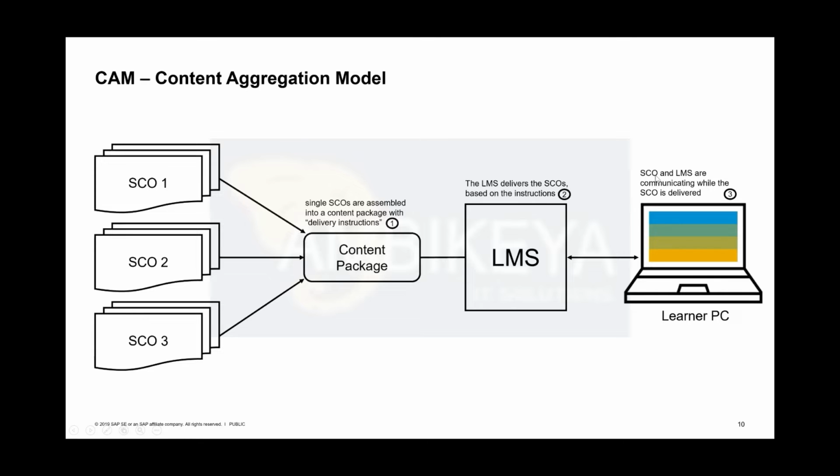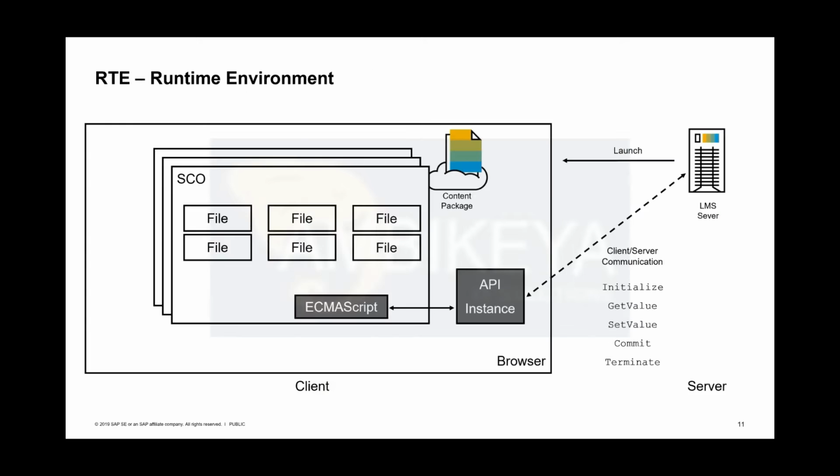And the SCO per SCO, that's the aggregation level. The aggregation level is SCO, so each SCO independently from the others, but always in the context of a course. And the LMS and the SCO are consequently communicating while the SCO is delivered. And how this communication is working, this is defined in the RTE, in the runtime environment. That's book 3 of SCORM.